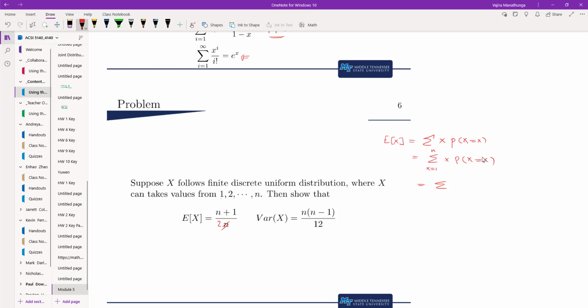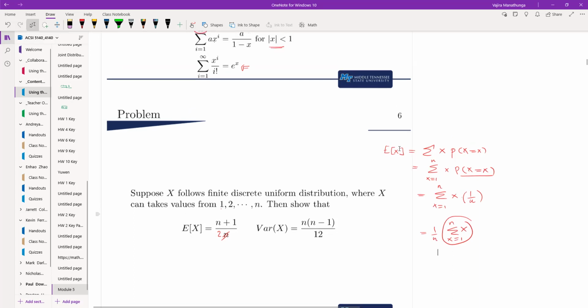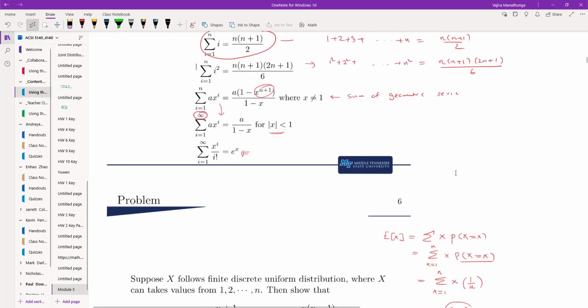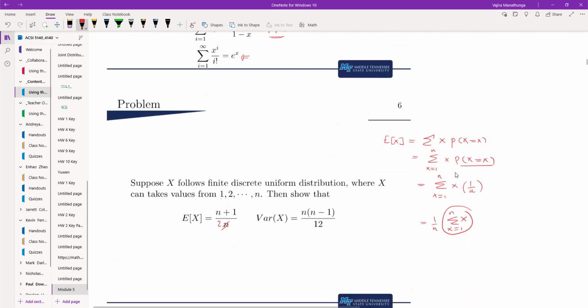Since X takes only 1 to n, this sum goes from 1 to n. And the probability is going to be 1 over n. That's the probability mass function for the uniform. So you can take 1 over n outside, and then you are just adding x from 1 to n. That sum is given in this form here. In there you see i, but here you see x, so you can substitute that. The sum is n times n plus 1 over 2. You cancel out, and you end up with n plus 1 over 2.